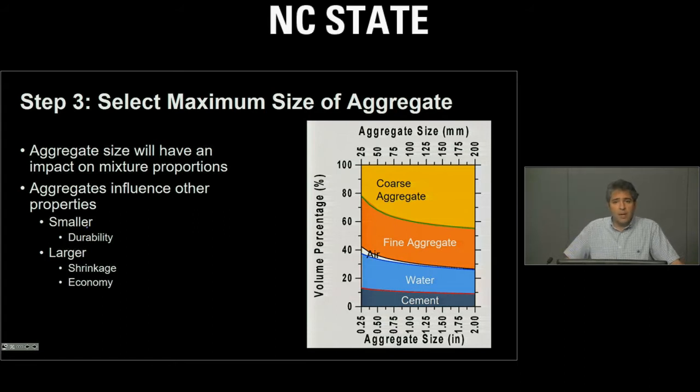Of course, maximum aggregate size also has an impact on the proportions of the mixture. Again, over here we can see that water and cement make the paste content of our mixture, and as the maximum aggregate size increases, the amount of paste inside our mixture decreases, and the volume percentage of the aggregate increases.